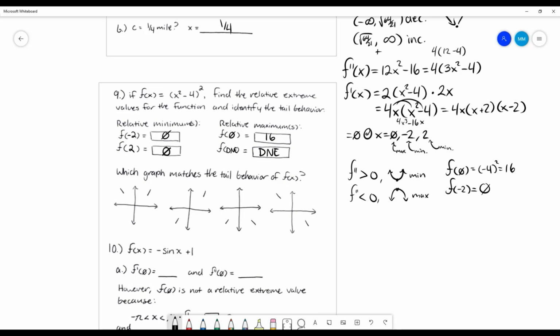And now if we take a look, I've got my interval looking something like this. This is what these look like. And I know since this is a minimum, it's decreasing, increasing, decreasing, increasing, which means it looks like this. So as it goes to positive infinity and negative infinity, this is our tail behavior. So it's going to be this one here.